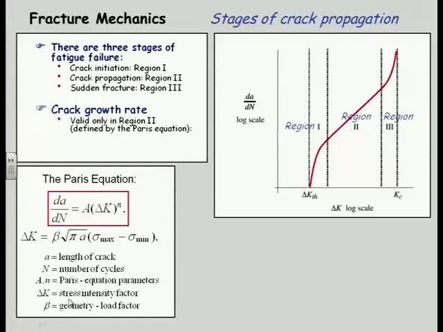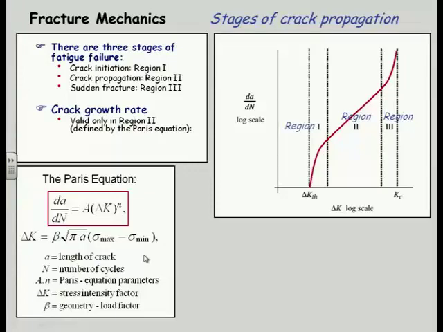That delta K is the stress intensity factor with those funny units of megapascals times meters to the minus 0.5 power, something like that. And beta is a geometry factor which varies depending upon what shape part you have and so forth. A and N are his parameters, the Paris equation parameters, and there's tables in which you can look up the A and the N for different situations. And sigma max and sigma min are the largest and smallest stresses that you're cycling this through.